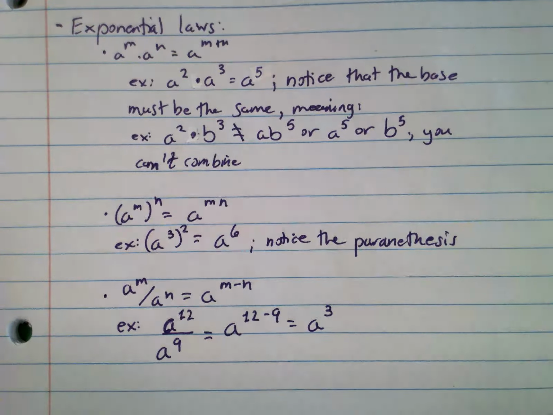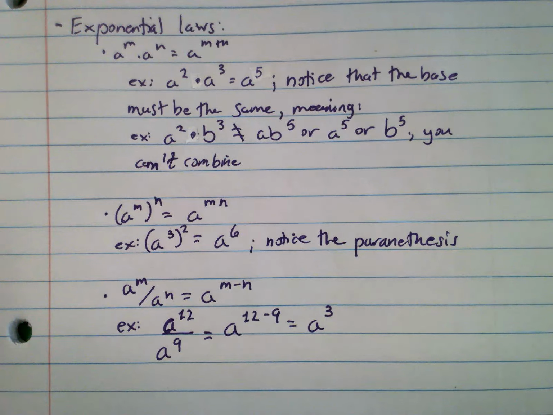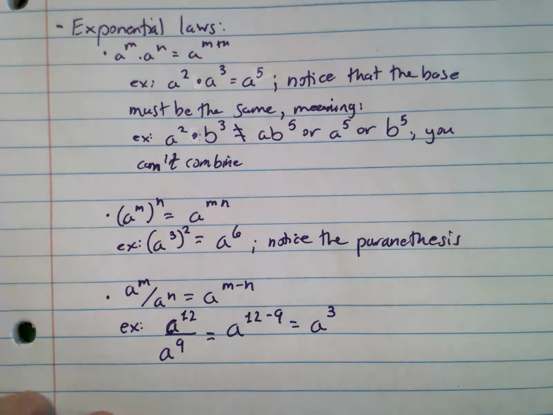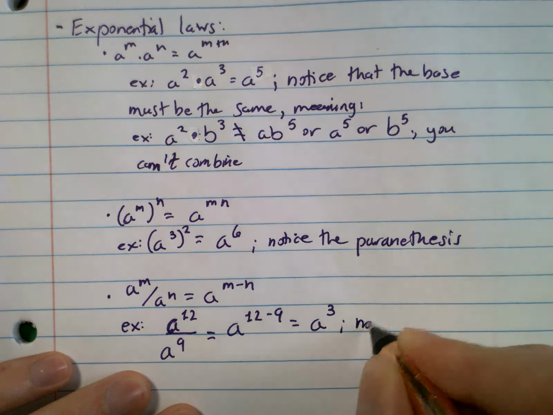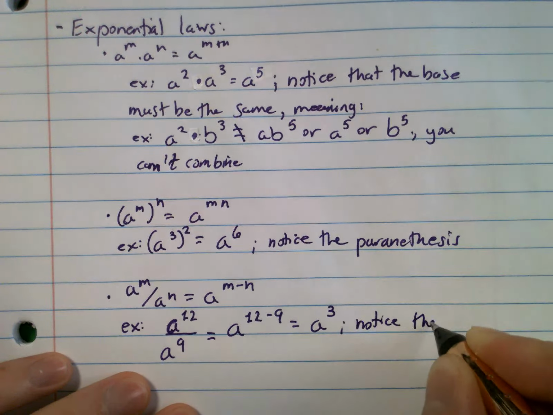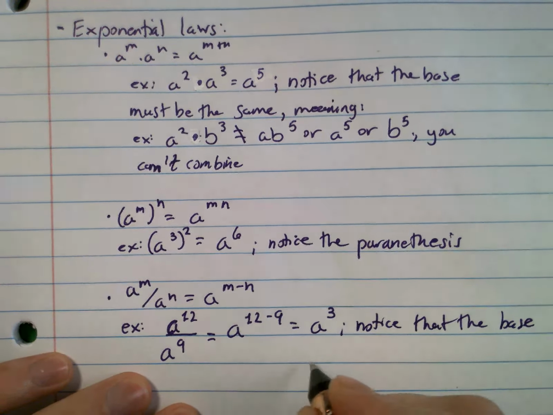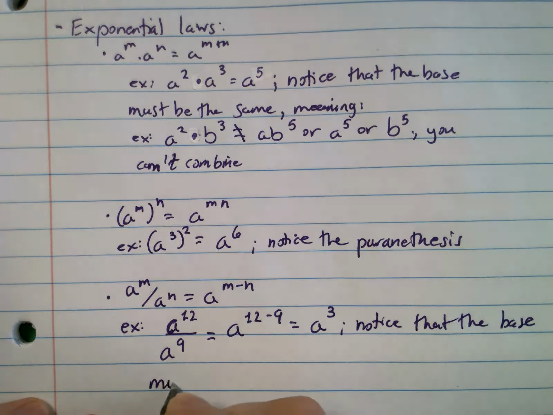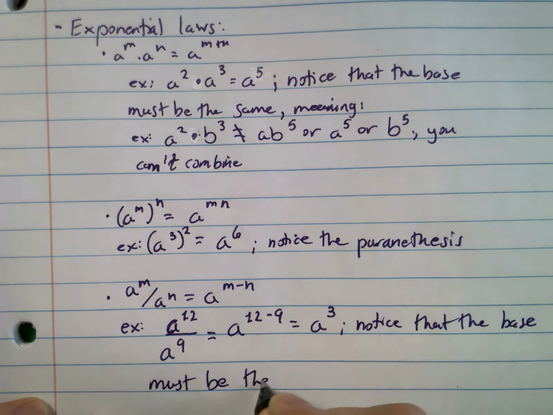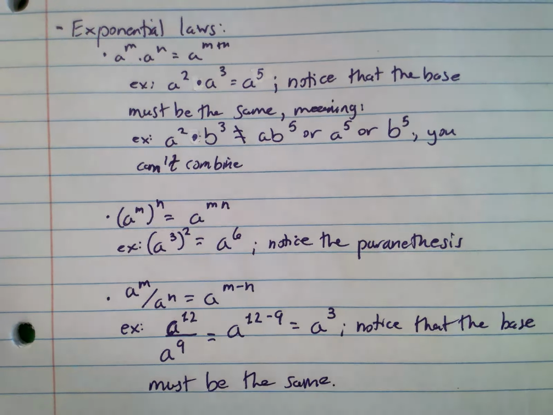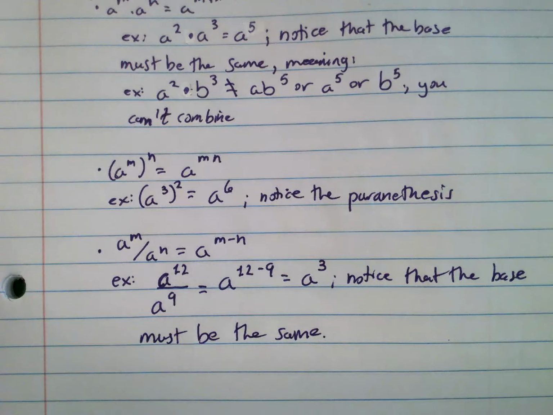There we go. When you're multiplying exponents together, you add them. When you divide them, you subtract them. And again, the same thing applies to what was set up here. Notice that the base must be the same. Any questions on that? Okay, good.